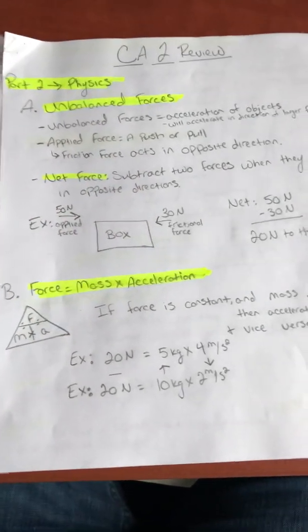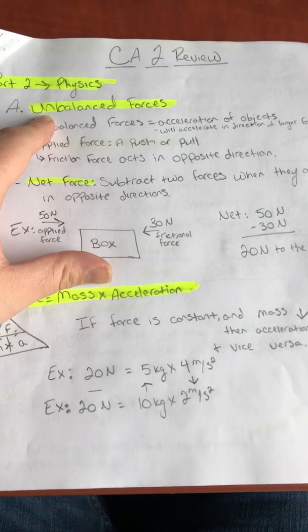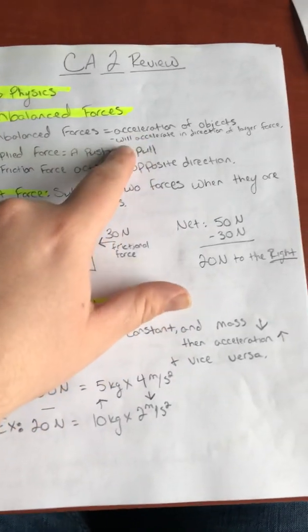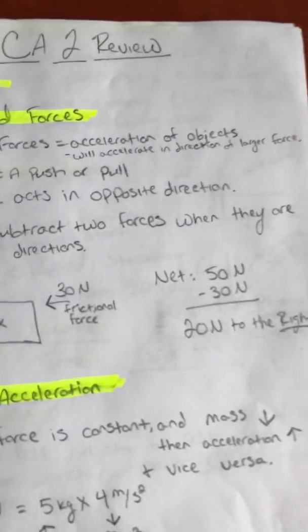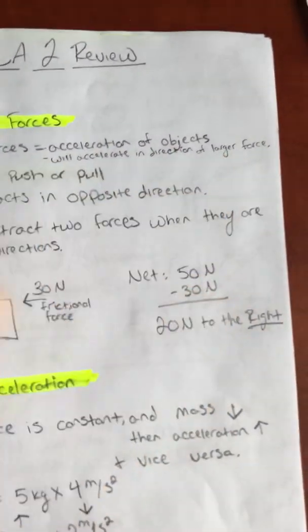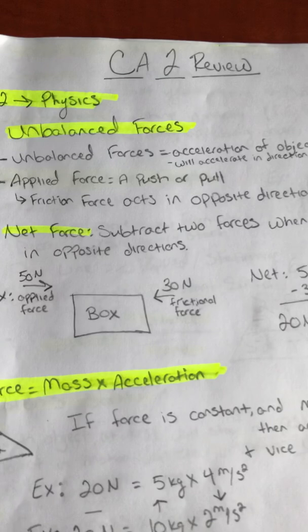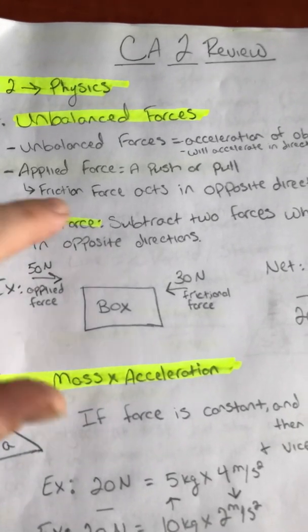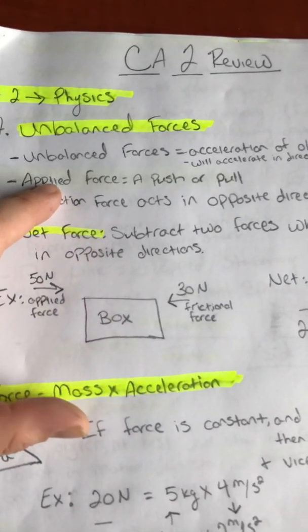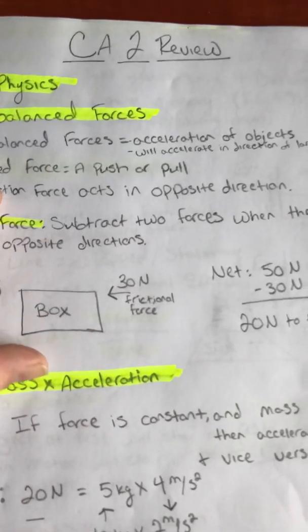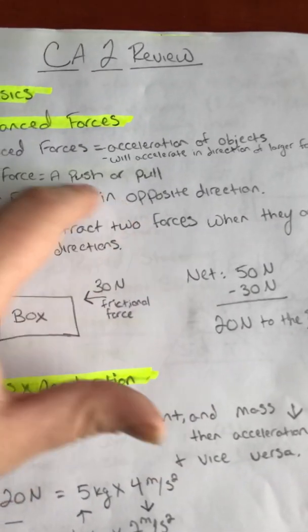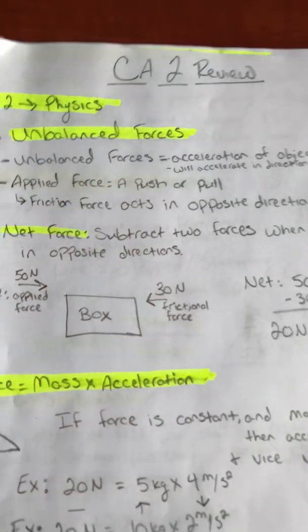This is part 2 on our Unit 2 physics. The first section we're going to look at is unbalanced forces. So remember, an unbalanced force creates an acceleration of objects, and those objects will always accelerate in the direction of the larger force, okay? We have different types of forces. Our first force is an applied force, which is a push or a pull, okay? Then we have a frictional force, which will always act in the opposite direction of the applied force.